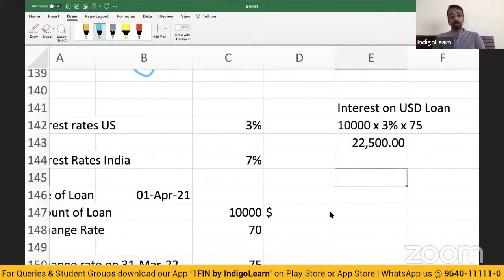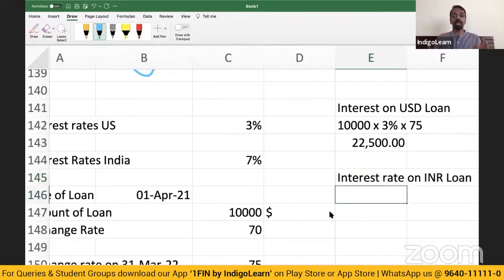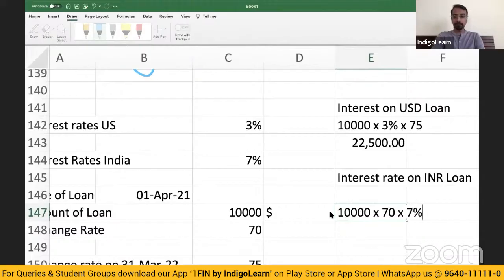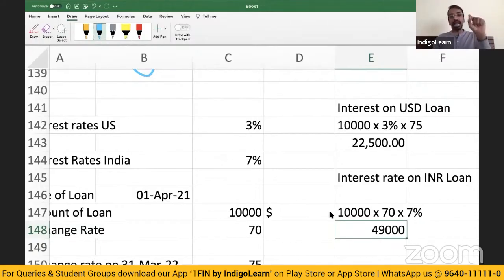Now, what the standard wants to do is compare with what the interest would have been had you borrowed in India for an equivalent amount. We borrowed $10,000 when the rate was 70. So in Indian terms, we borrowed 7 lakhs at 7%. 10,000 multiplied by 70 multiplied by 7% is 49,000. Because of my borrowing in US, I have saved interest. I would have paid 49,000 in India, and I'm actually paying only 22,500.